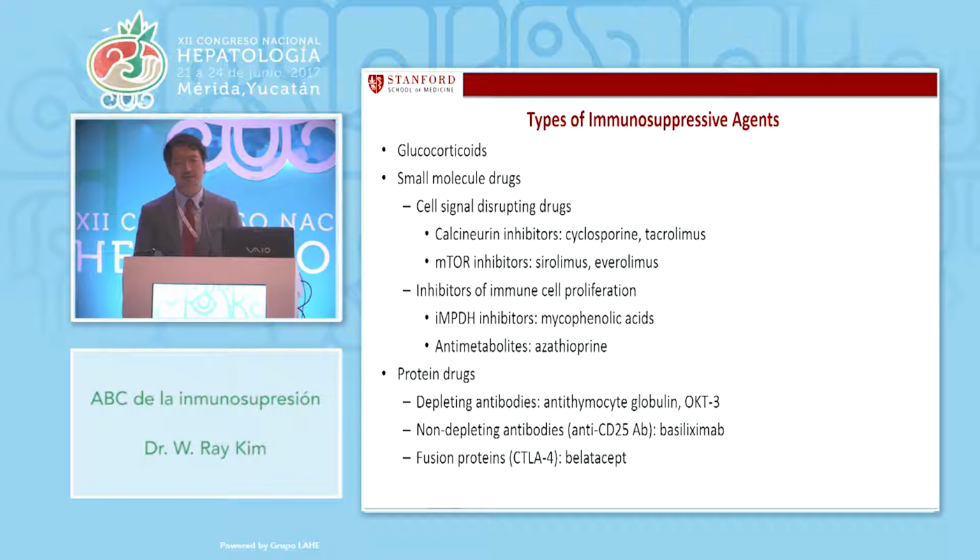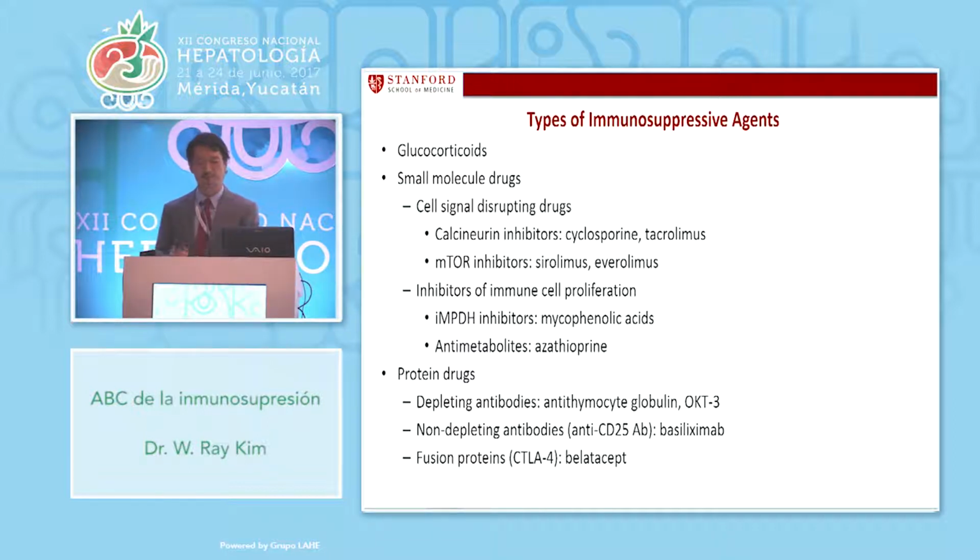There are several kinds of immunosuppressive drugs. Glucocorticoids are widely used. The second is small molecule drugs. The first kind is cell signal disruption drugs such as calcineurin inhibitors, which include cyclosporin and tacrolimus. The second, which is increasingly used, are mTOR inhibitors, including sirolimus and everolimus. The second kind of small molecule drugs are inhibitors of immune cell proliferation, such as IMPDH inhibitors, including mycophenolic acid, and anti-metabolites such as azathioprine.